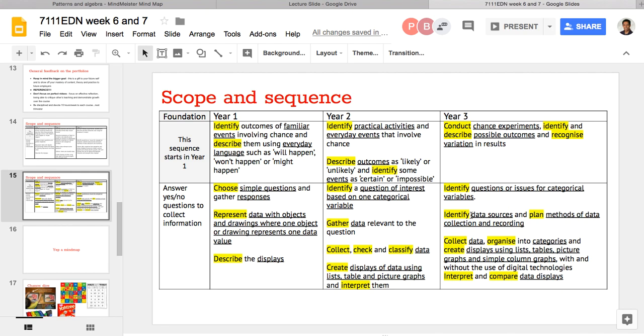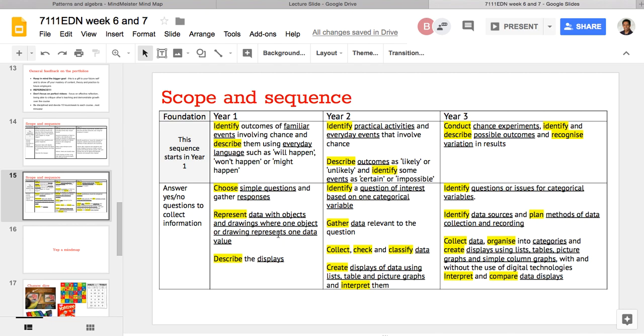Students are also being asked to identify data sources and plan methods of data collection and recording. So here, students are designing a small survey. They're identifying data sources. Okay, is my data source the internet? Is my data source other students? Is my data source teachers perhaps? Okay, and so forth. They have to plan those methods, go out and record and collect. So collect your data and organize it into categories and display your data.